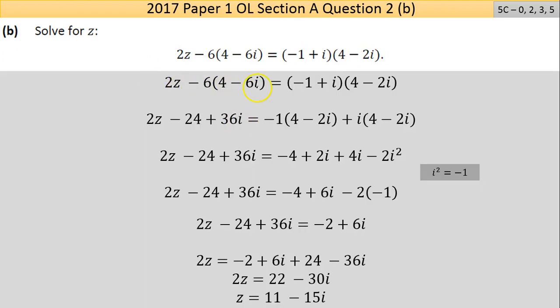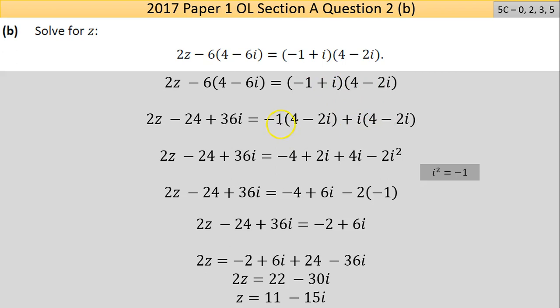So I'm multiplying the minus 6 into the brackets. Minus 6 by plus 4 is minus 24. Minus 6 by minus 6i is plus 36i. You move on then. We're practicing here multiplication of complex numbers. So you write one bracket out twice. First term in the first bracket, second term into the second bracket.